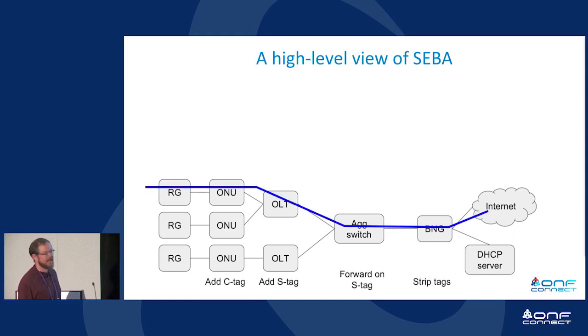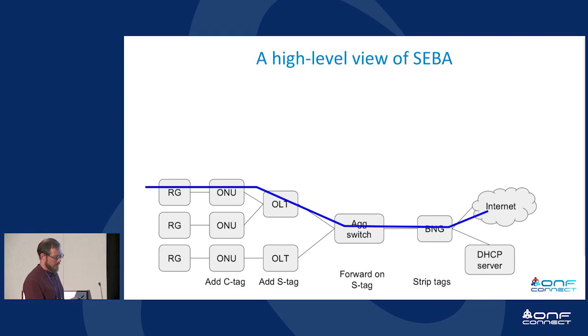So we're interested in setting up a data path from a residential gateway at the subscriber's premises through an ONU that will add a C tag to the packet, through the OLT that will add an S tag. The packets go across the aggregation switch that's forwarding based on S tag to a BNG, which then strips those tags, and the packets go out to the internet.